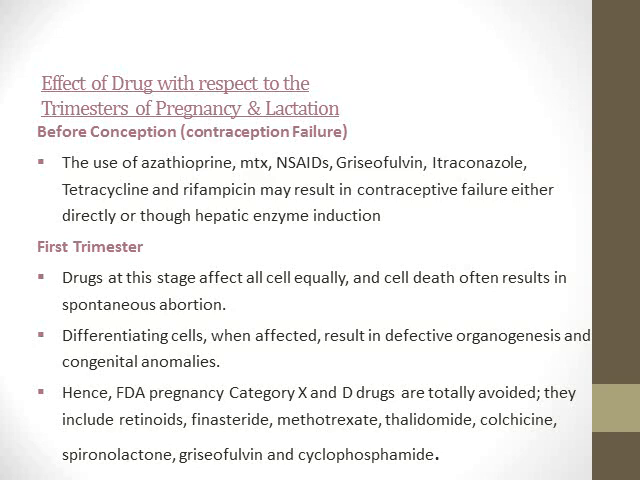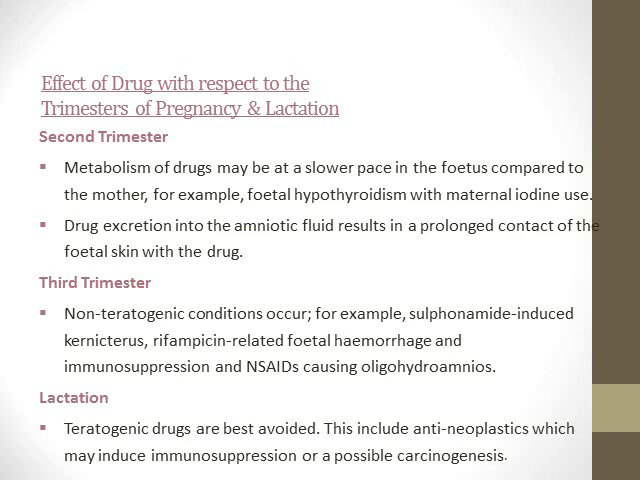Regarding the effect of drugs with respect to the trimester of pregnancy and lactation: before conception, if you are using contraception, failure can occur, especially with the use of azathioprine, methotrexate, NSAIDs, griseofulvin, itraconazole, tetracycline, and rifampicin. So you have to be careful. In the first trimester, drugs at this stage affect the cells equally and can cause spontaneous abortions. Hence, FDA category X and D drugs should be completely avoided, such as methotrexate, finasteride, retinoids, thalidomide, colchicine, spironolactone, griseofulvin, and cyclophosphamide. These were the points with regard to pregnancy and lactation.